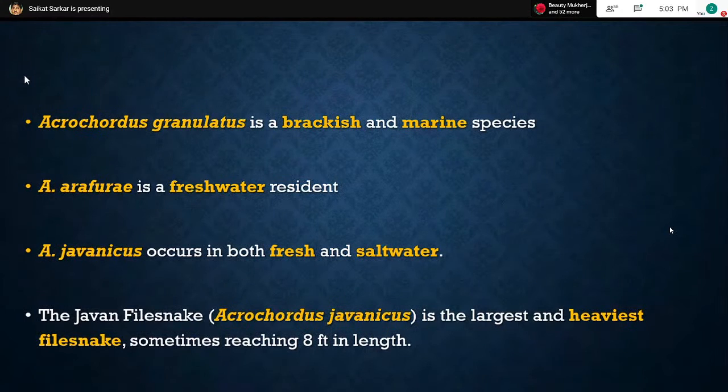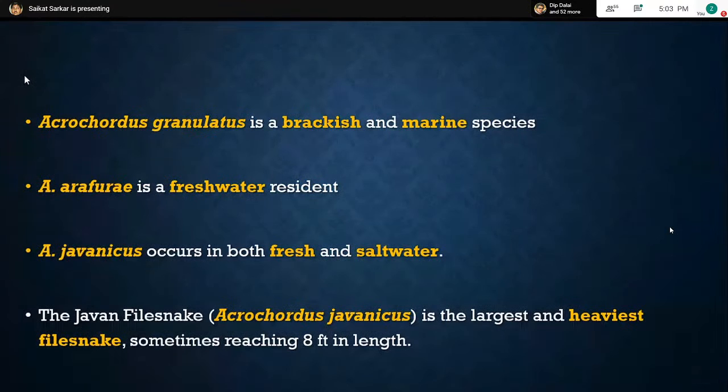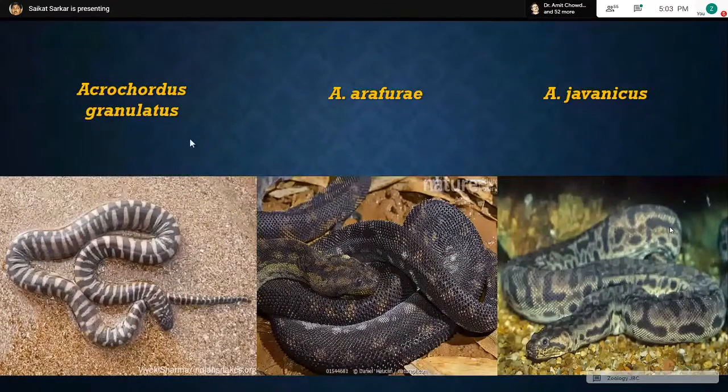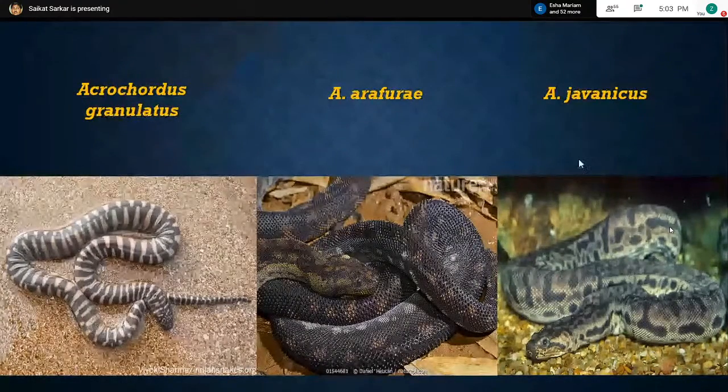Now, granulatus has a habitat or niche in brackish water as well as marine water. That means they are at ease in both environments. And arafurae is a strictly freshwater resident. Javanicus can switch between freshwater and seawater, and it is the largest of these three species of acrocordids. This is a very bulky snake. This is granulatus, arafurae, and javanicus.